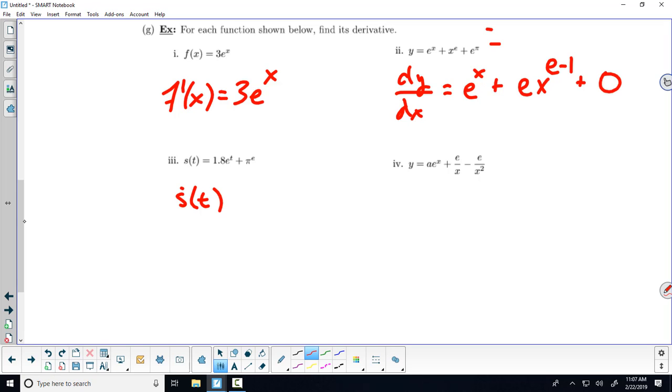Just for fun, we'll do it one time in this class. There's Newton's notation for the derivative. S prime of t then is equal to 1.8 e to the t plus 0. Because what is pi to the e? It is again just a constant.